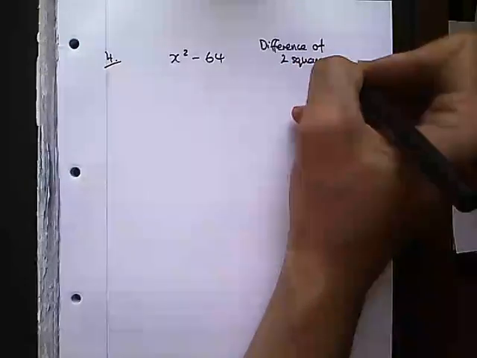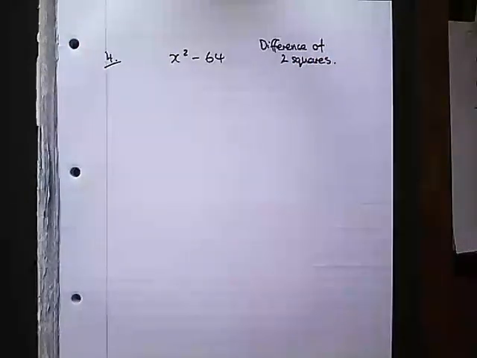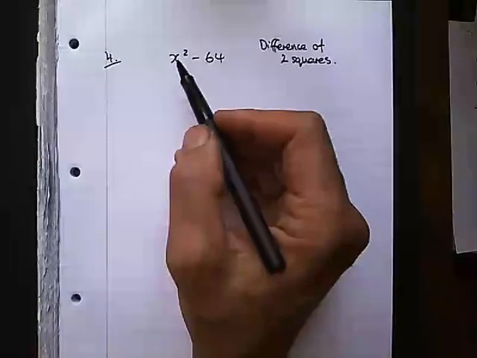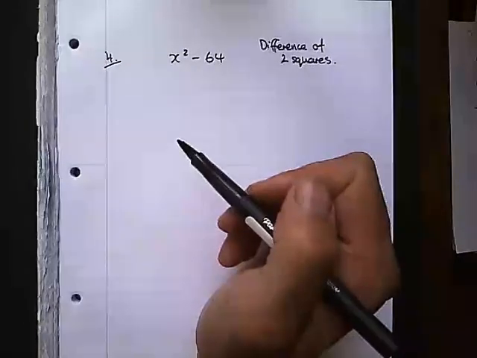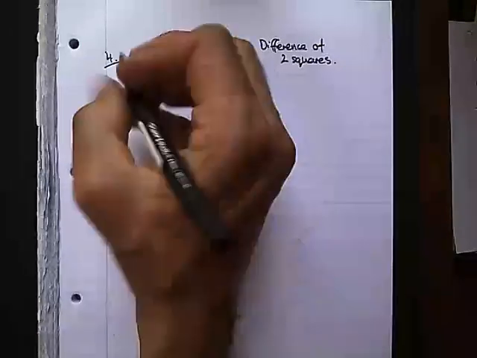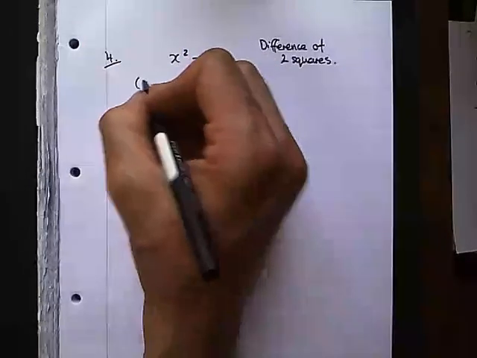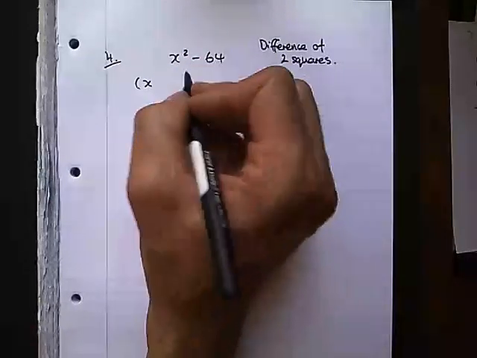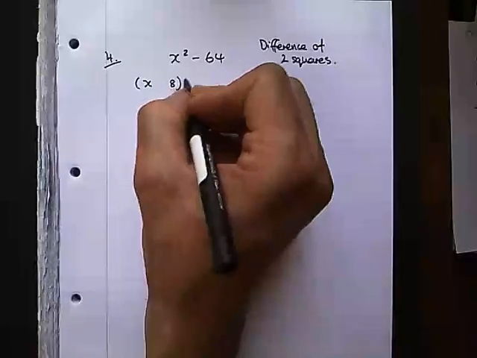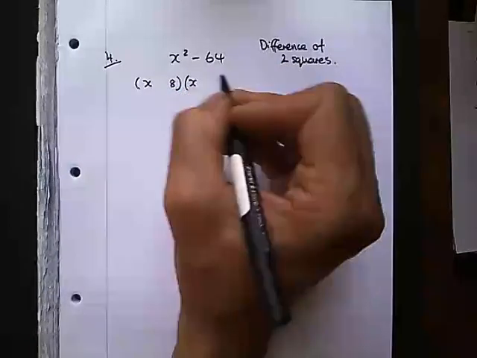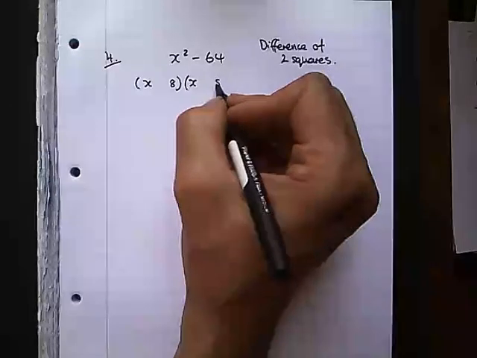And there's a nice little trick for you to be able to do this. It is literally take the square root of both of them and put them in two brackets. Square root of x squared is x. Square root of 64 is 8. Square root of x squared is x. Square root of 64 is 8.